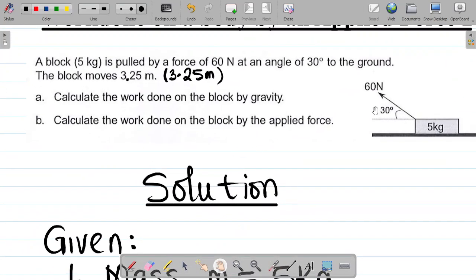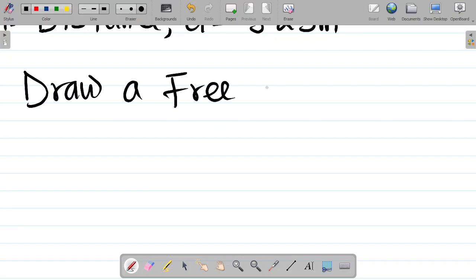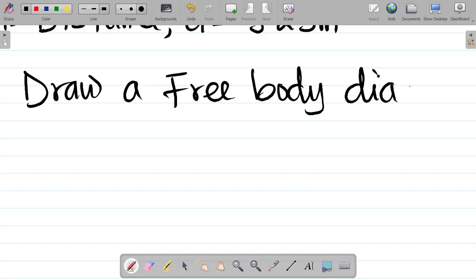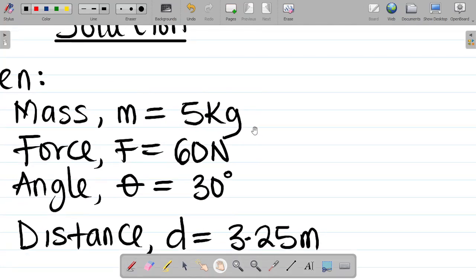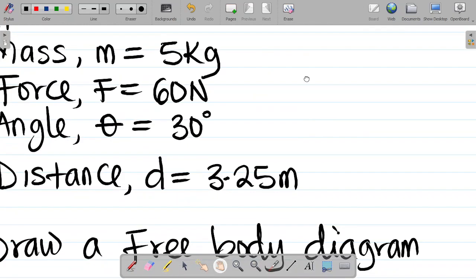What else again? You have to find the work done on the block by gravity and then the work done on the block by the applied force. For this question, what do I do? Now, my task would be to draw a free body diagram as usual. We've said the concept of a free body diagram is that we want to represent all the forces at play in this particular diagram. All right, so I'll just draw this down.